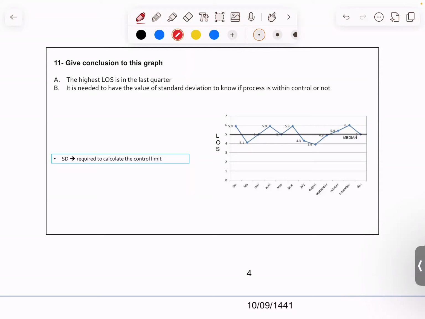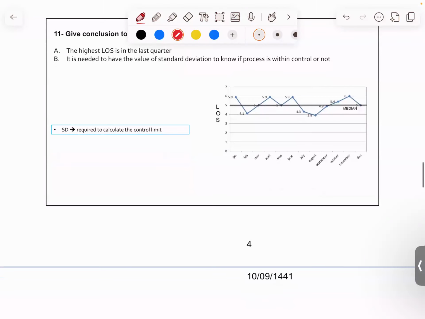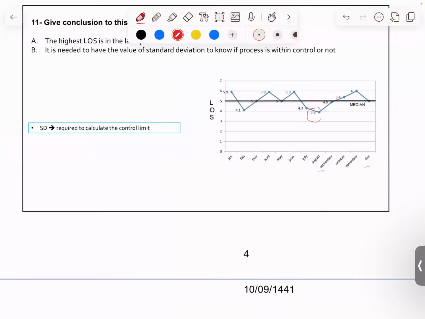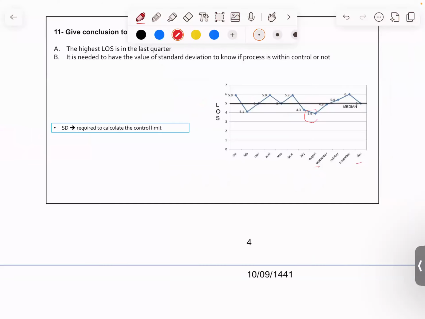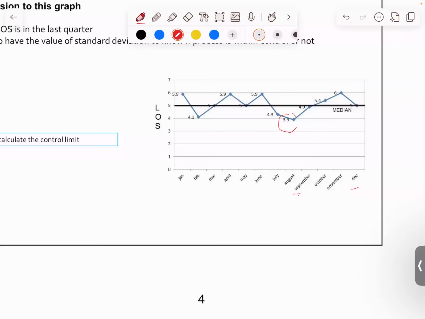For letter A, the explanation for this, we have a question about the highest length of stay rate in the last quarter. So let's check the last quarter here, which runs from September until December. In September, the rate was low, 3.9. In October, it went up from 4.9 until 5.4. What about in November? In November, it reached 6. In December, it dropped back to 5.